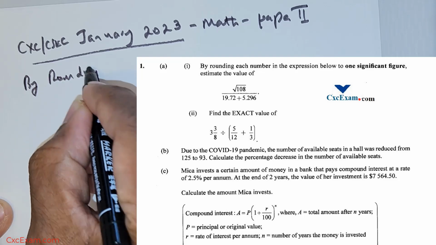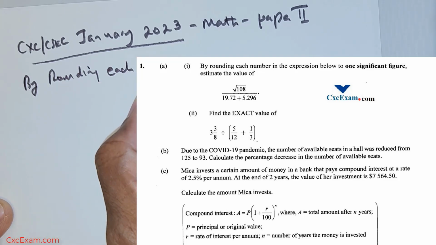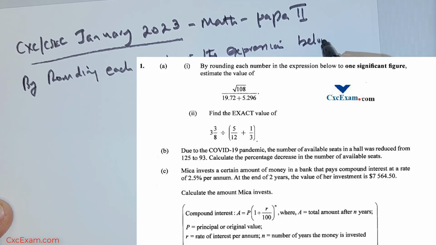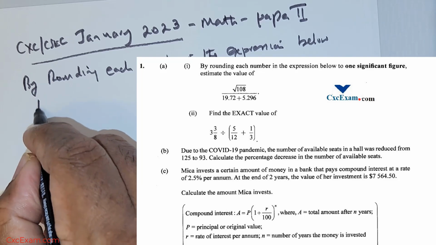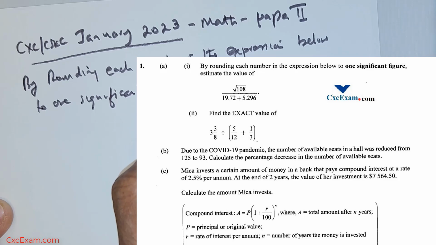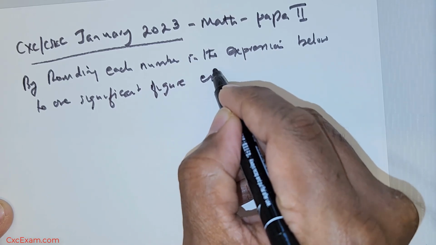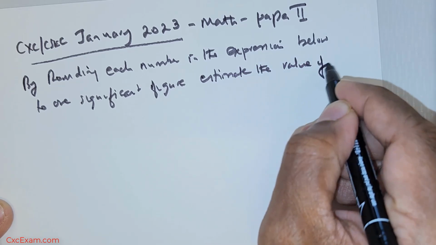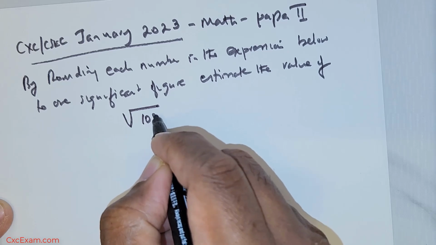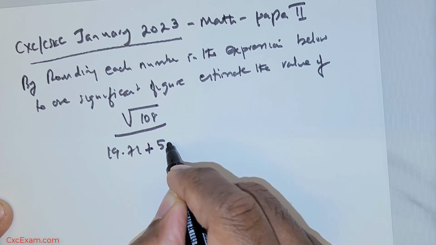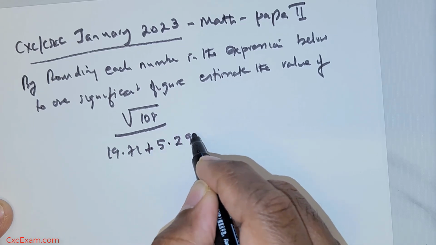By rounding each number in the expression below to one significant figure, estimate the value of square root of 108 divided by 19.72 plus 5.296.